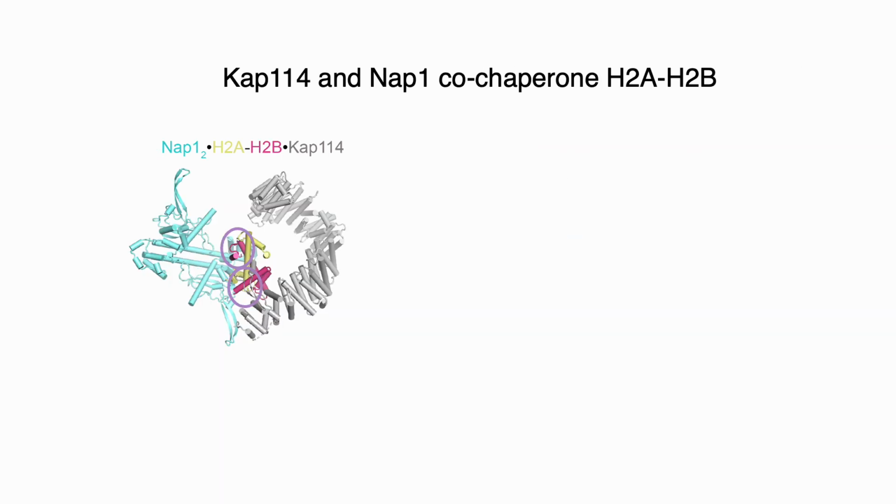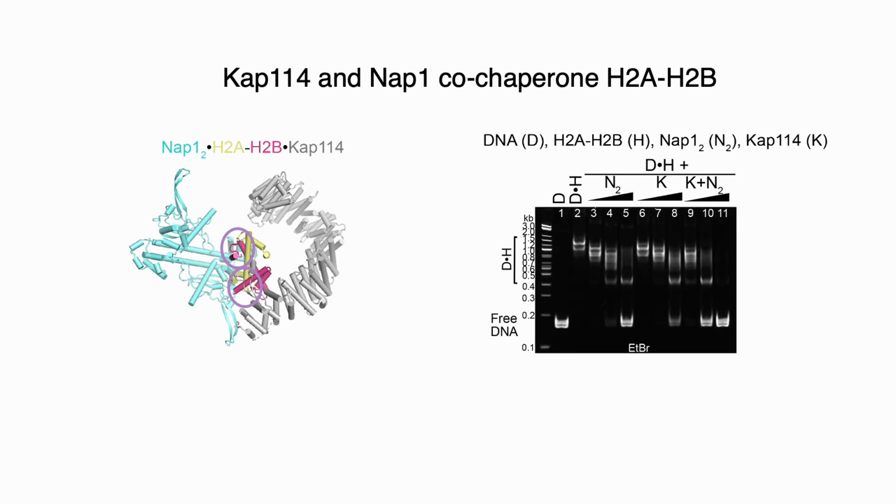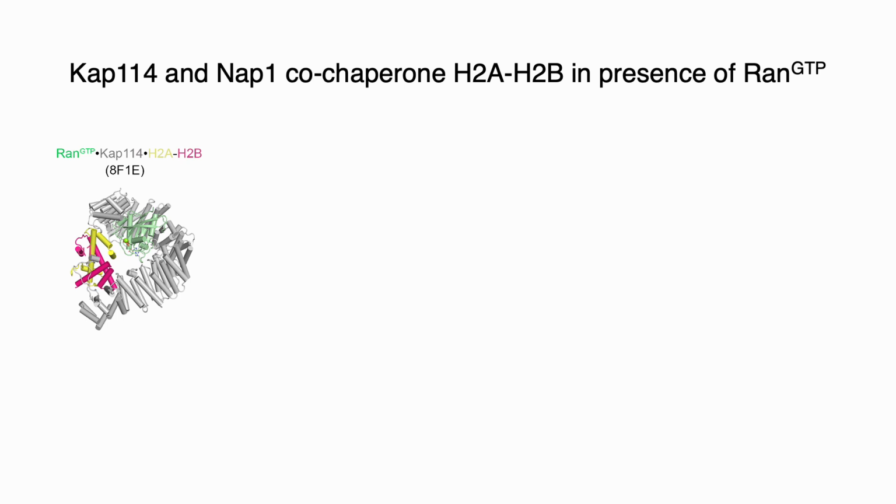In both structures, Nap1 and Kap114 together shield multiple nucleosomal DNA binding surfaces of H2A-H2B. Consistently, DNA competition assays show that Nap1 and Kap114 can effectively disaggregate H2A-H2B DNA complexes. We thus conclude that Nap1 and Kap114 co-chaperone H2A-H2B from aberrant interactions with DNA.